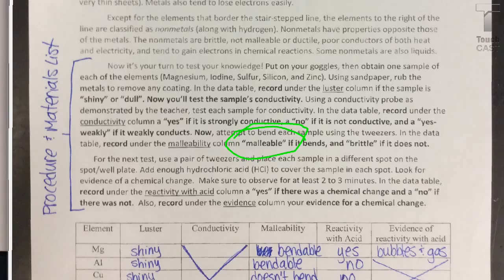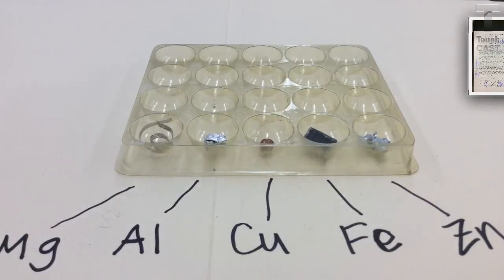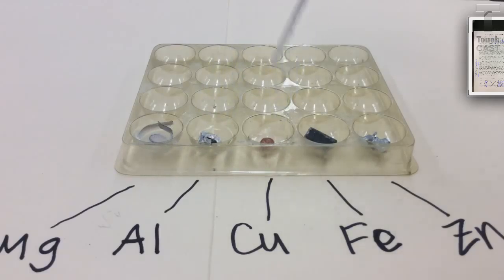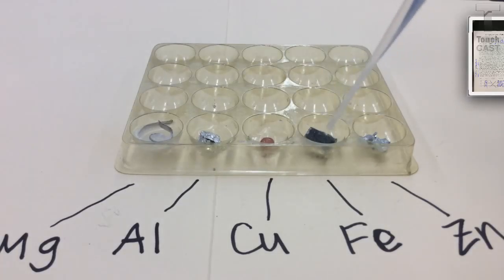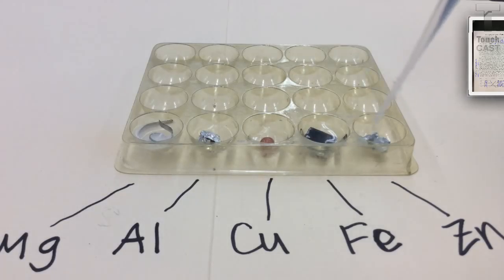The last test is going to be to check if it reacts with acid. So I am going to add hydrochloric acid to each of these samples. And as you can see, magnesium is reacting already. Note the reaction that is happening with magnesium. We have bubbling, and you can see a bit of a smoky substance coming off of it as well. Those are signs that it is reacting with the acid, with the hydrochloric acid.